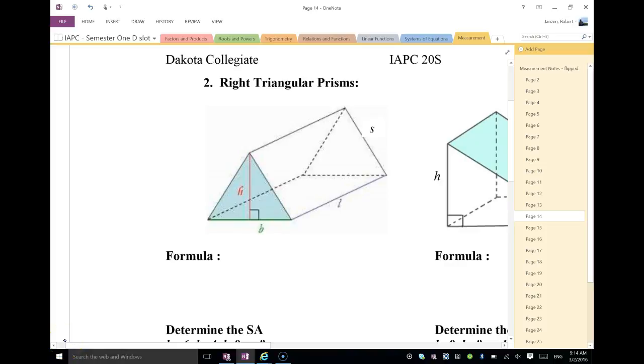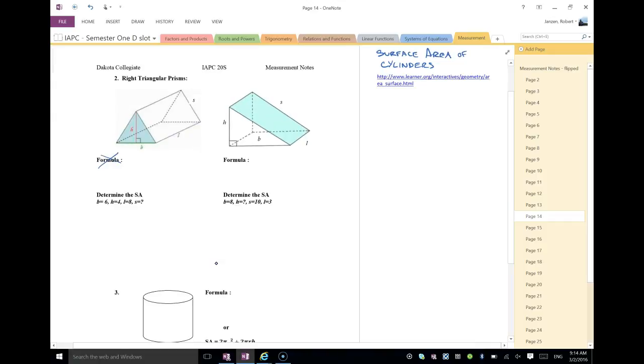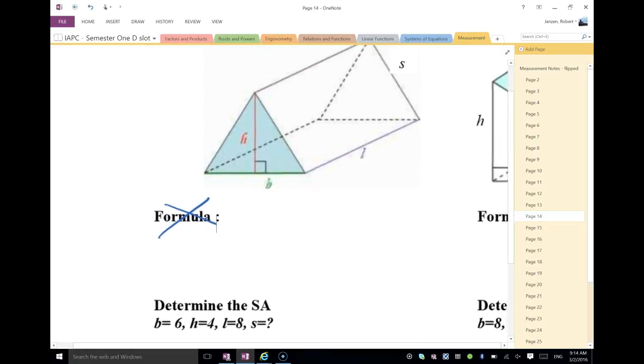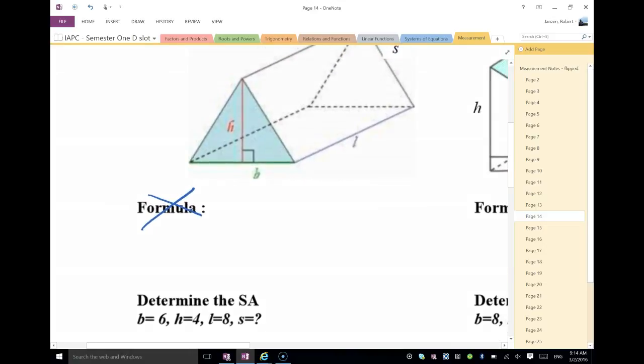Okay, we're going to continue with the surface area of prisms, and you'll see here we've got a triangular prism. I told you last time that rather than come up with a formula, we're going to try to figure this out by looking at the different sides. Looking at this triangular prism, you can see first of all that the front of it is a triangle.